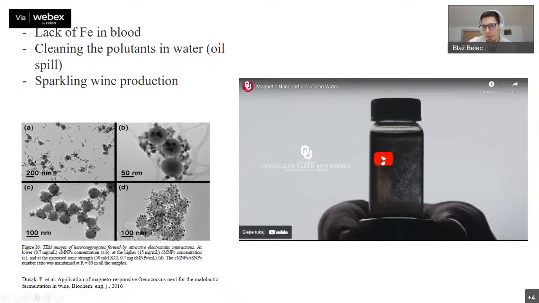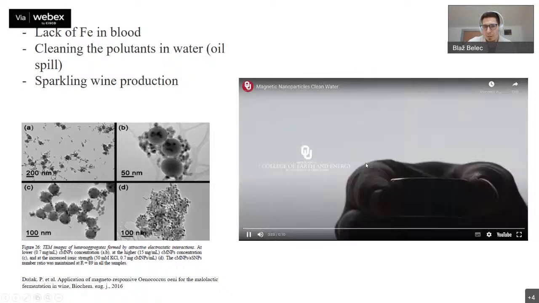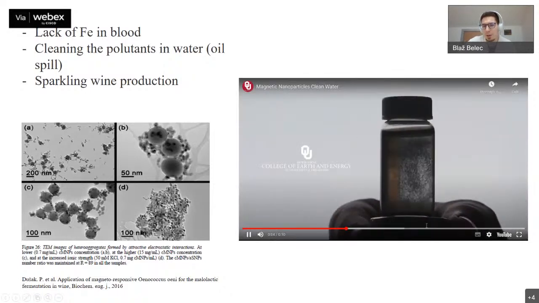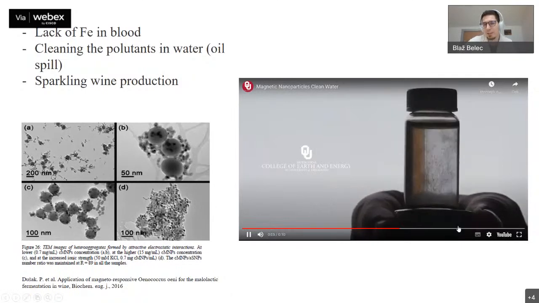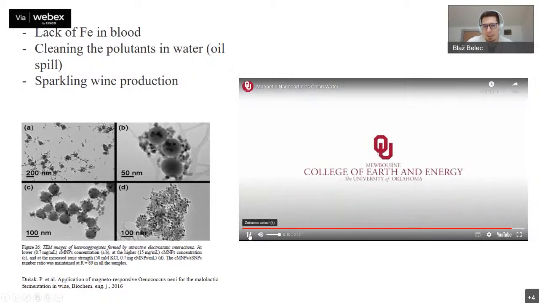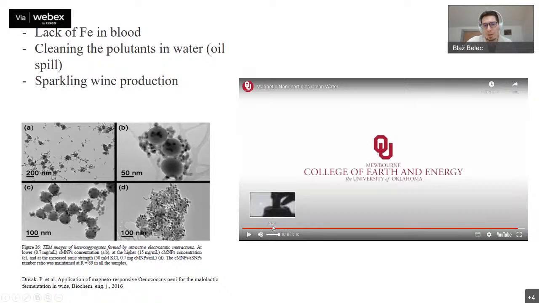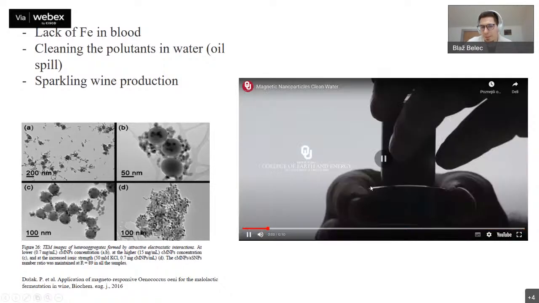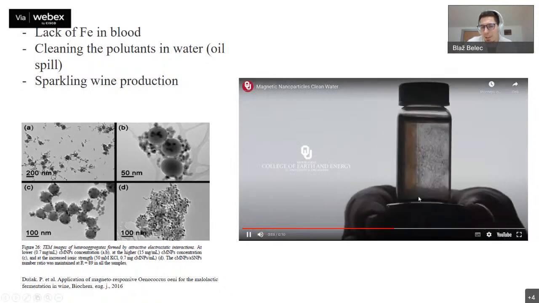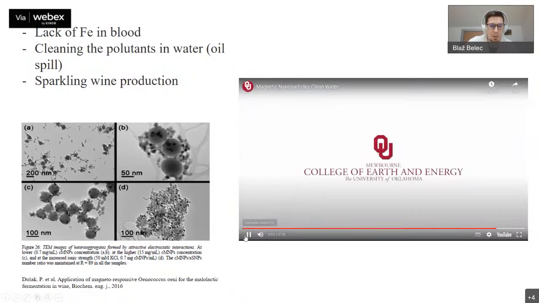So for really good sparkling wine, but with this magnetic separation, we can speed up this procedure. For instance, if this is wine with the yeast, we just expose this wine to the magnetic field. Magnetic particles and the yeast, so yeast with magnetic particles will be attracted to the magnetic field, and we can extract the yeast easily, and we get good sparkling wine.